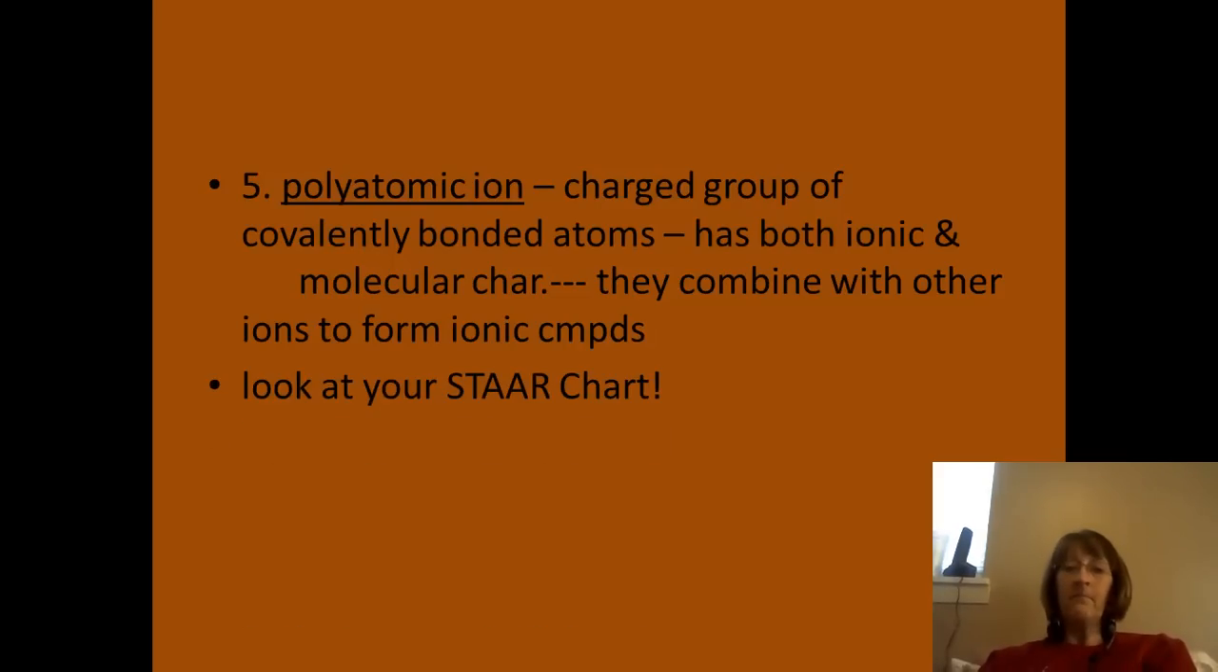Look at your star chart. It's got a list over on the left-hand side of common polyatomic ions. So they have their own names. So if you have one where it's NO3, that means that nitrogen bonded with 3 oxygens tends to stay together as a chunk when it's in a compound. And they give it a special name. Instead of calling it nitrogen and oxygen, they call it nitrate.